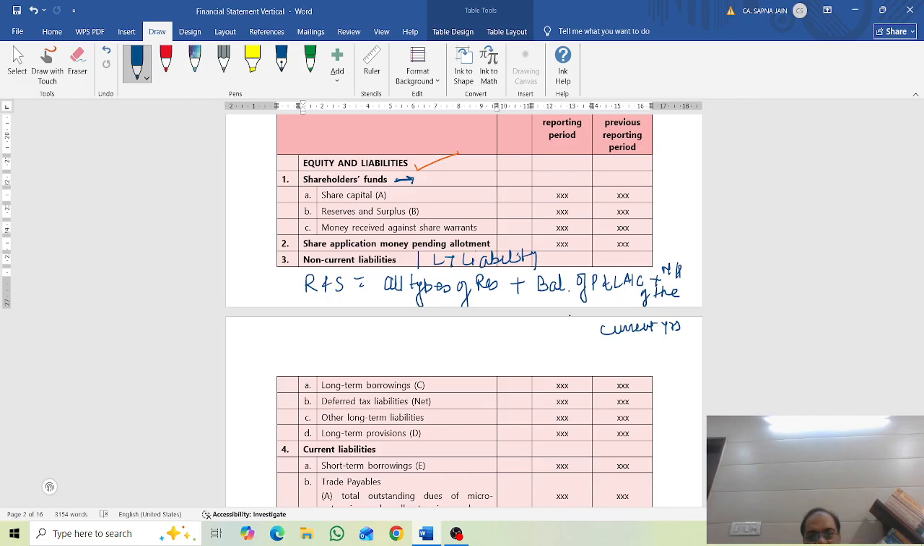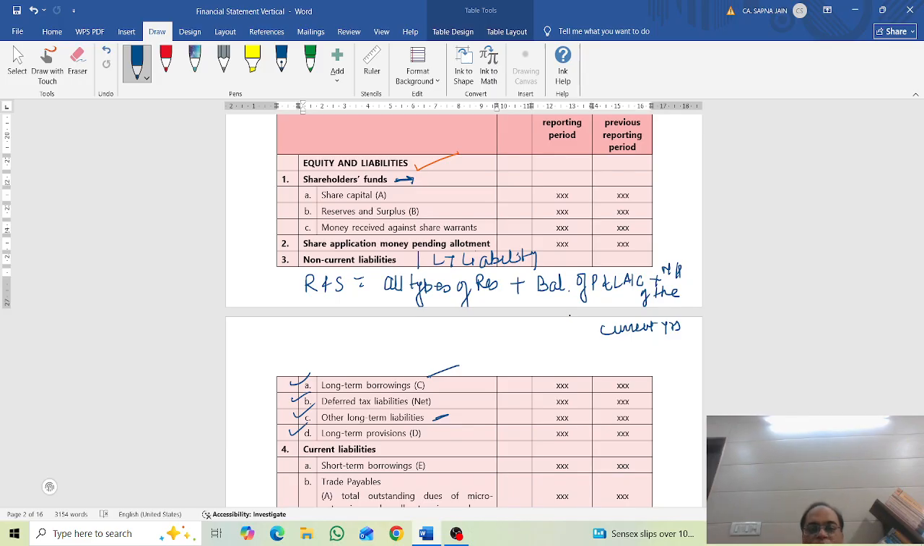And under the non-current liability, there are a total of 4 options. Number first is long-term borrowings, long-term loans. Whether you borrow the amount from a party or from a loan, all types of borrowing for a period of more than 1 year are called long-term borrowing. Next is the deferred tax liability. Number third is the other long-term liability. Now this is long-term borrowing and this is long-term liability. What is long-term borrowing?